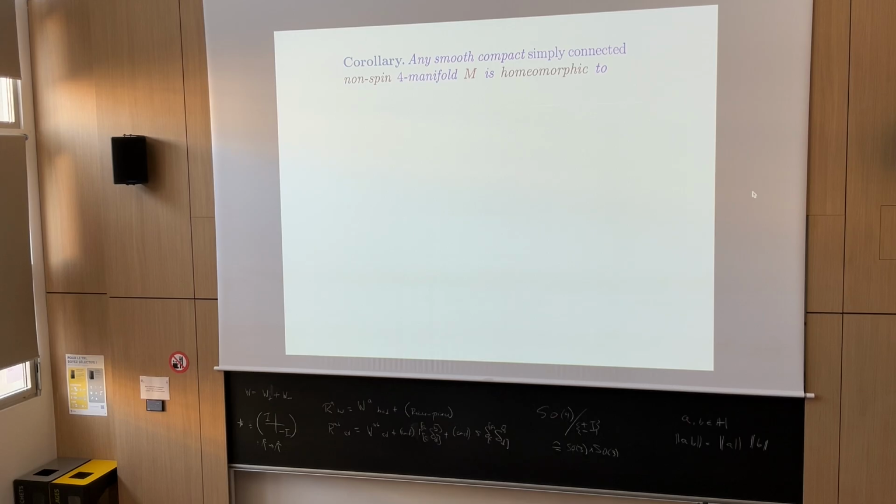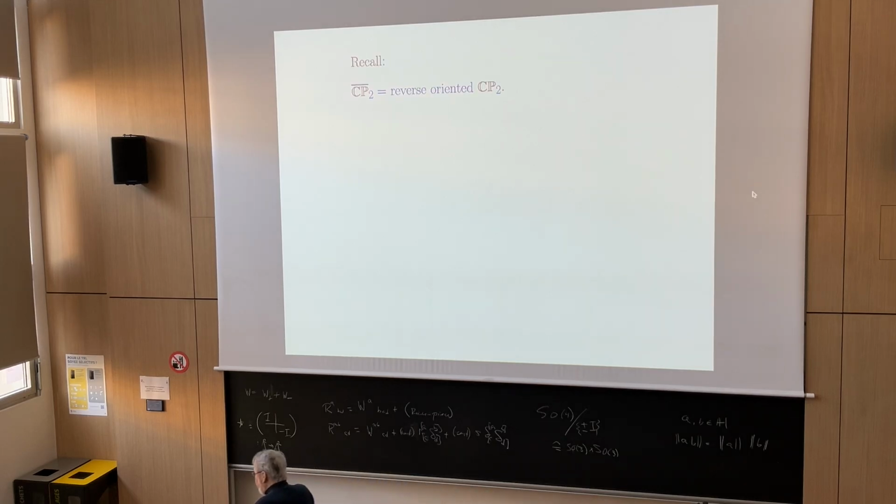So here's a corollary. Suppose you have two smooth, compact, simply connected, non-spin four manifolds. So suppose you want to classify up to homeomorphism. Then up to homeomorphism, here's the complete list. What you can do is take iterated connected sums of CP2s and CP2 bars. Here, CP2 is not being thought of as a complex manifold. It's the underlying oriented four manifold.